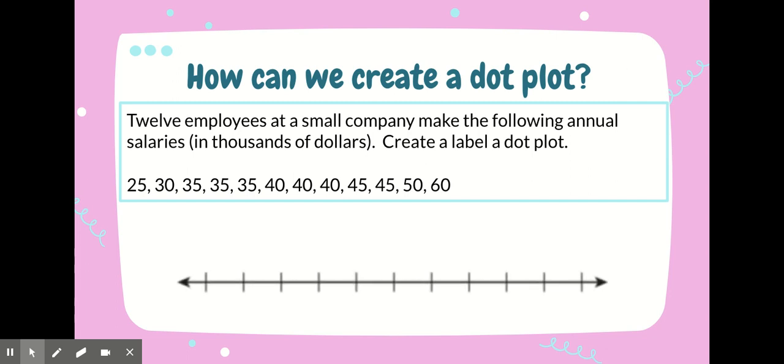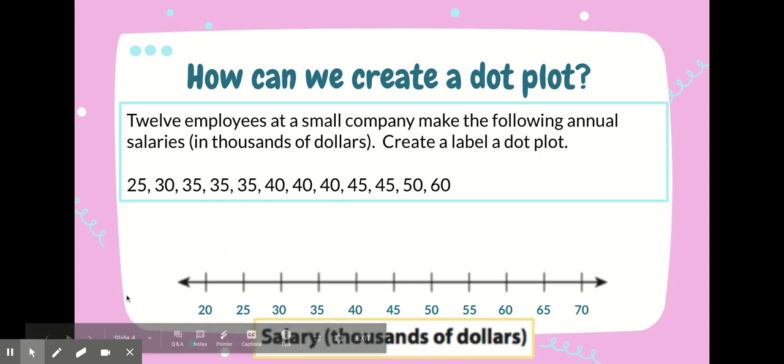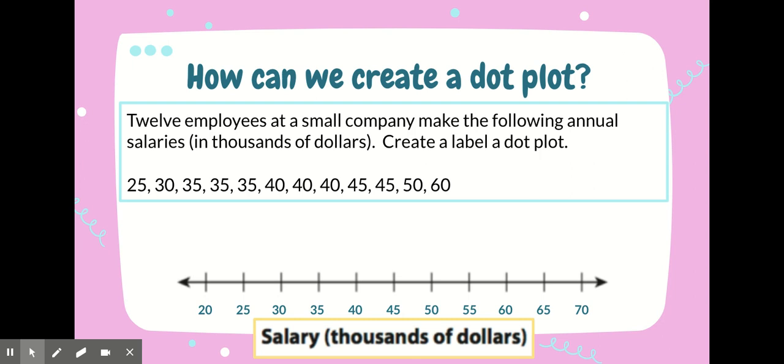We always want to start with a number line. I see my lowest value is 25 and my highest is 60. If they're not arranged in order, you'll want to do that. Because I'm looking at 25 to 60, I might want to go a little bit past both of those. So I'm going to label my dot plot with the title salary, thousands of dollars, and then list the values 20, 25, 30, 35, 40, 45, 50, 55, 60, 65, and 70. If you notice, all of the values that we have are in increments of 5, and so I went a little bit lower and a little bit higher.